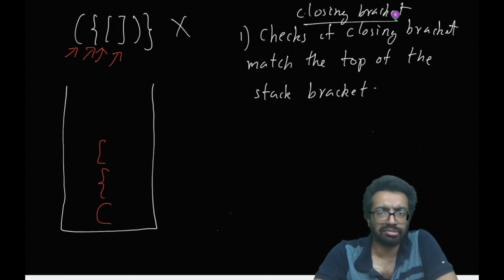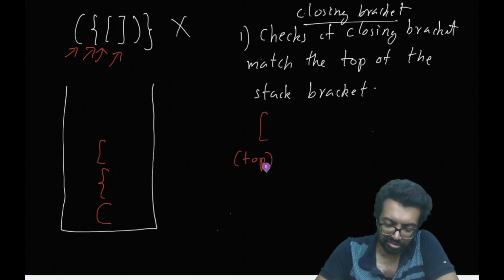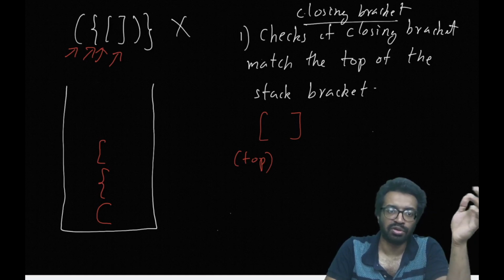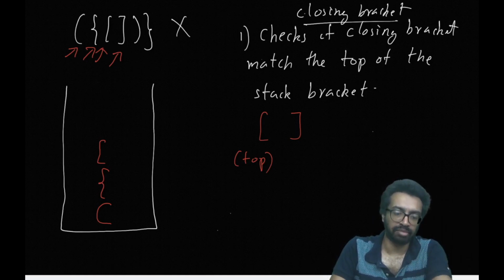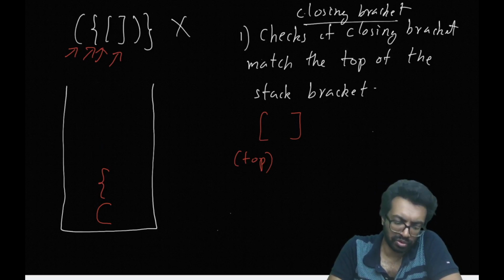So when it sees a closing bracket, it checks if the closing bracket matches the top of the stack bracket. Right now, what is the top of the stack bracket? This is the top, and what is the closing bracket we are seeing? And do they match? They match. So what it does is pop out the top of the stack bracket.